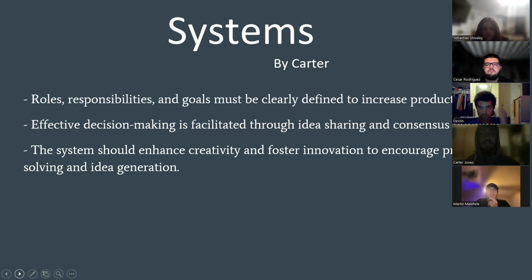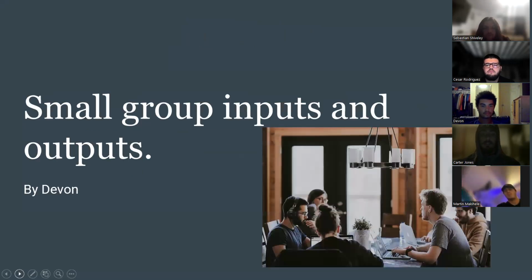Systems can benefit a group in many ways, such as being able to learn how to communicate with each other and achieve one common goal. And when we were doing our puzzle, our one common goal was to finish it, and communication was an important thing when we were working to finish it. Now that I've discussed systems a little bit, Devon will talk about small group inputs can be beneficial for puzzle solving.